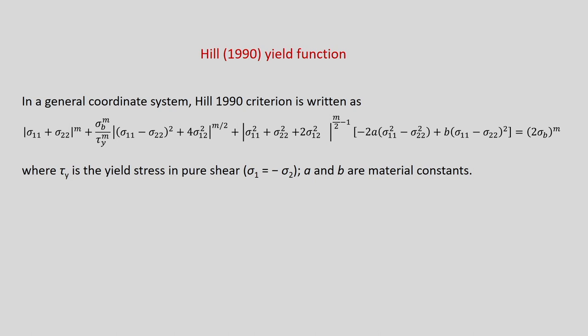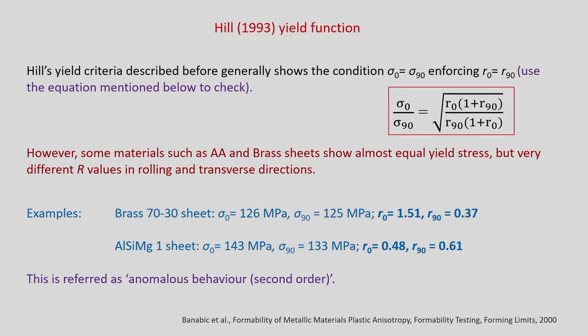There is only one small difference here, that you have got tau y. Tau y is nothing but yield stress in pure shear. Sigma 1 equal to minus sigma 2, let us say that also comes into picture. And A and B are material constants. M has got the usual definition like what you have discussed in the previous one. So we are not going to discuss much here. The only thing we should know is that this type of yield function exists. And sigma B is again available here. Okay. Fine, let us go to the next one.